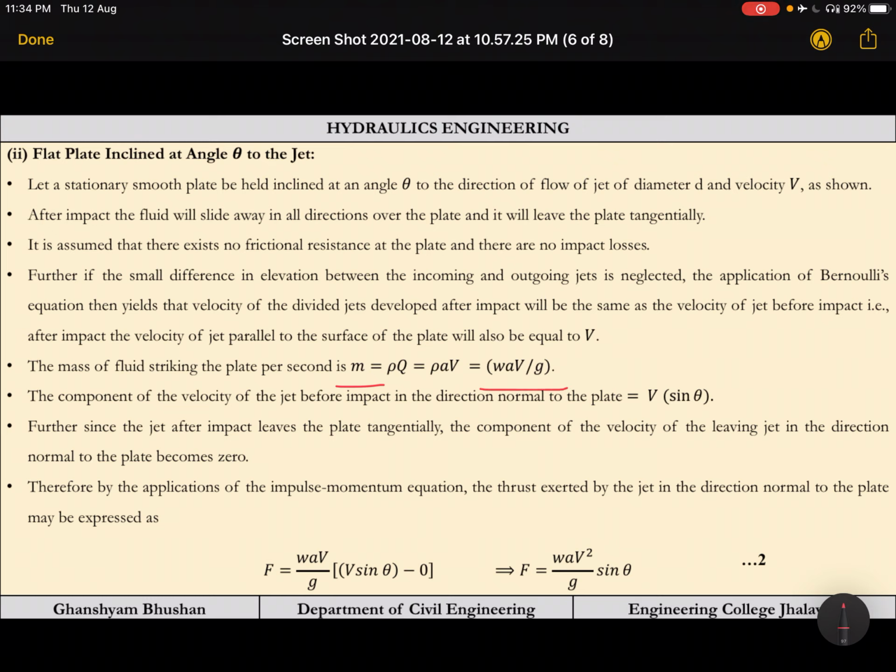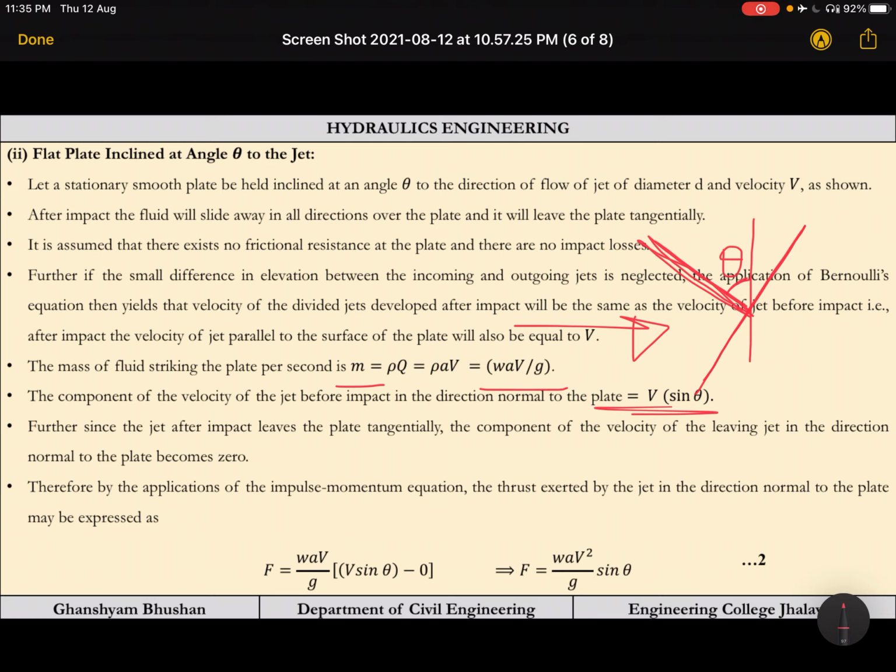Now the component of the velocity of the jet before impact in the direction normal to the plate will be, so this is the plate, okay. In this direction we are taking the velocity component. So this is your V, this is your theta, so this will be your V sin theta. This is the component of the water jet in the normal direction to the plate.